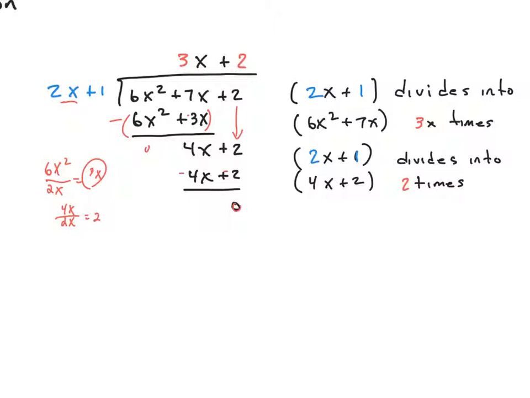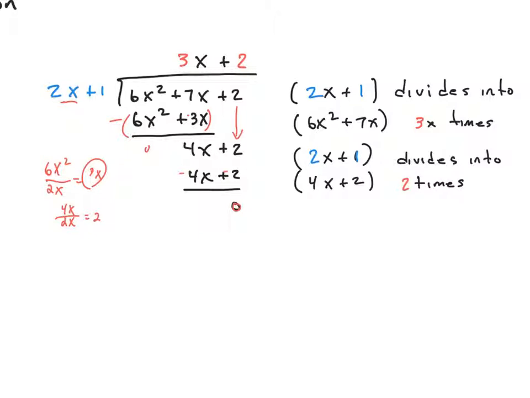I am going to get 0. So 2x plus 1 is an even factor of 6x squared plus 7x plus 2. So yes, using this long division does help us with our factoring if needed.